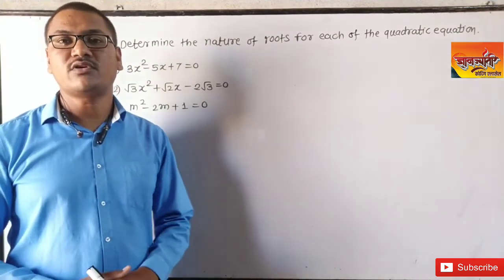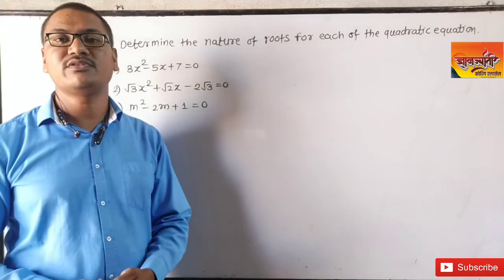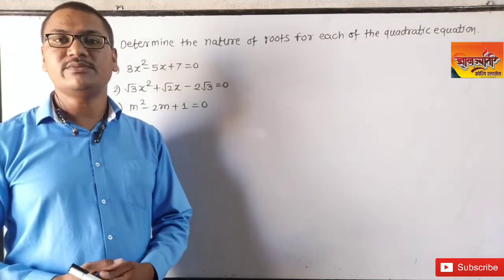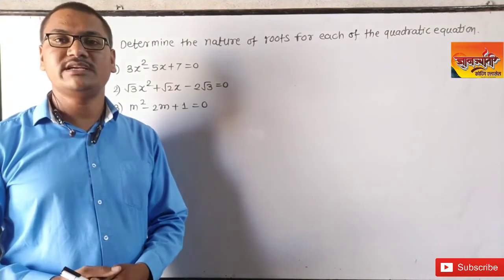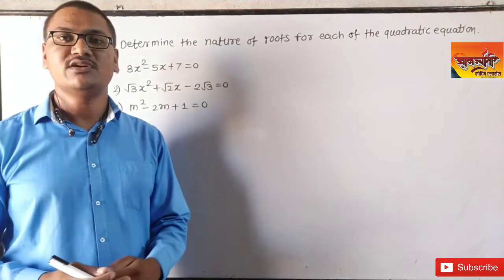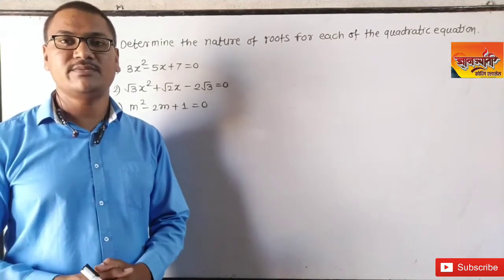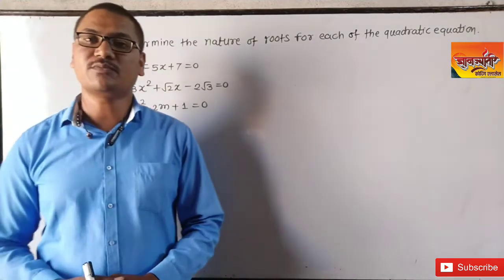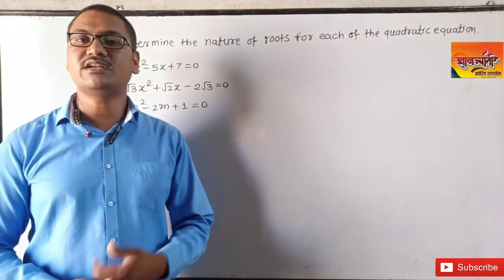The nature of roots of a quadratic equation depends upon the value of the discriminant. First, the discriminant is b square minus 4ac. By using this formula, b square minus 4ac, we find the value of the discriminant. After that, you can decide the nature of roots of the quadratic equation. There are three conditions.